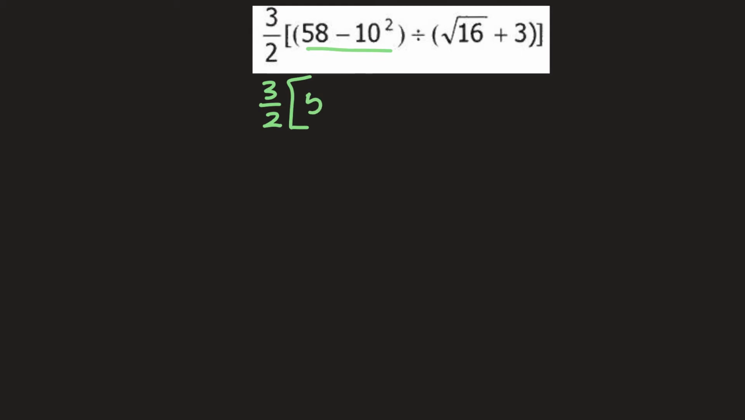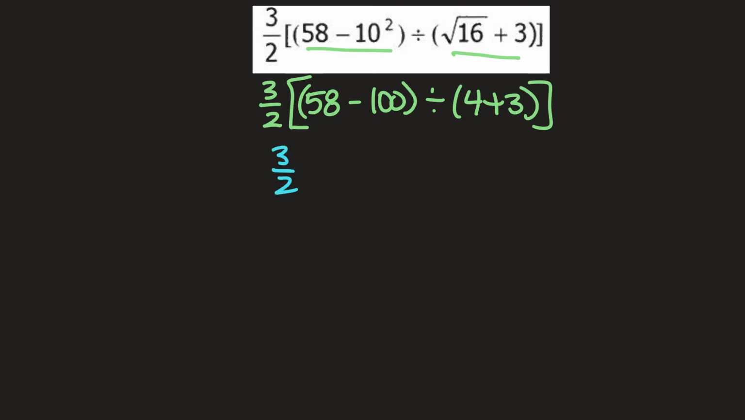So we go to the first set of parentheses here, and we are going to do exponents first. So I have 58 minus 10 squared, which is 100, divided by, and then in the second set of parentheses, we can evaluate that square root as well. So the square root of 16 is 4, plus 3, and then close everything out. Okay? So then we go back through, and we do the same thing. So I have 3 over 2 with a bracket. 58 minus 100 is 42, divided by 4 plus 3, which is 7.